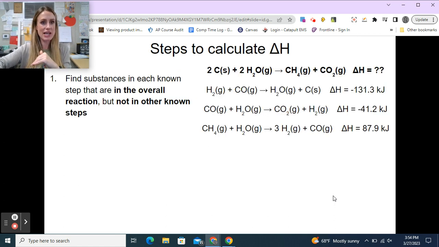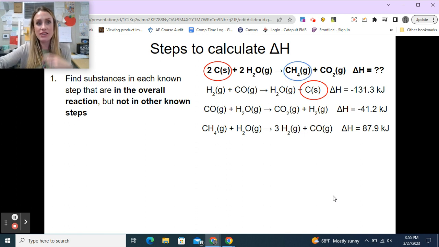So again, here are our reactions. The first step here is that we want to find substances in each known step that are in the overall reaction, but not in other known steps. For example, this carbon that I have on the reactant side in the overall reaction, I can see that it is in my first reaction that I know the delta H for, but it's in the products, which is not where I want it to be. And it also only has a coefficient of 1, whereas in the overall reaction, the coefficient is 2. So there are two things that I need to do in order to manipulate that equation, and I'll get to that in a second.